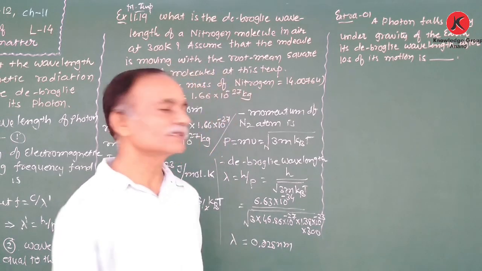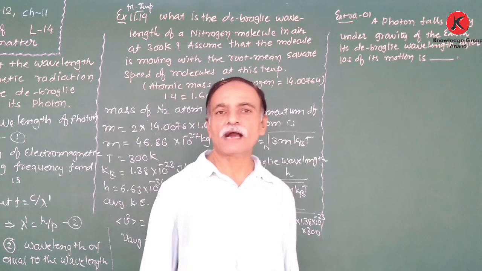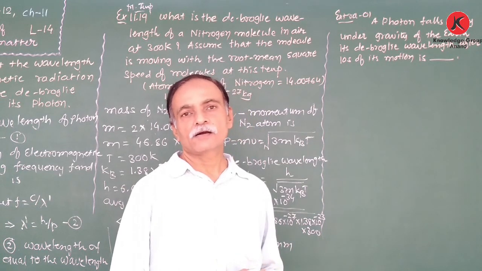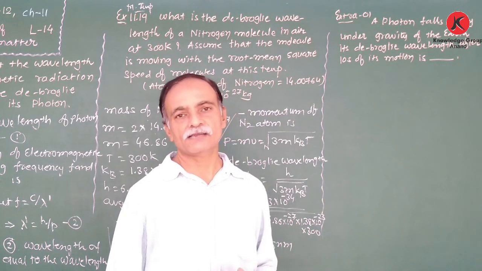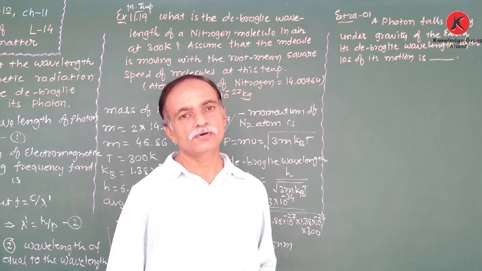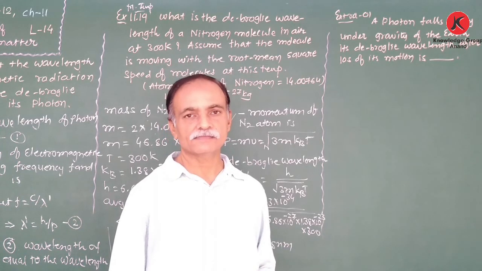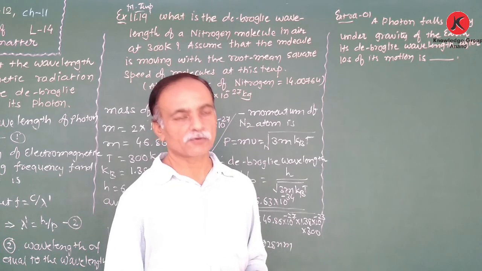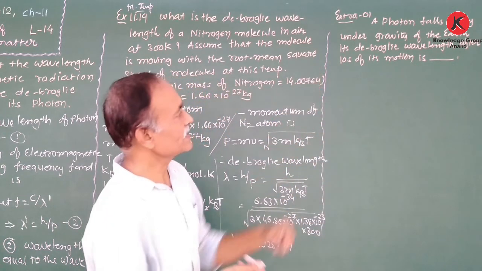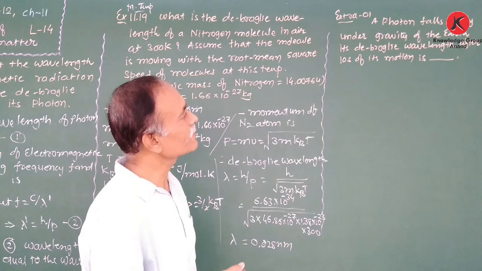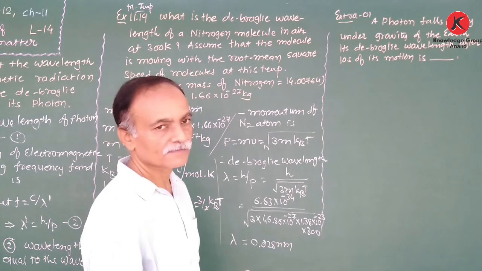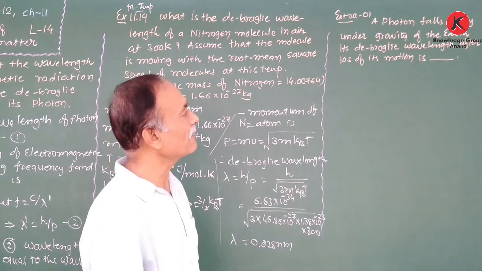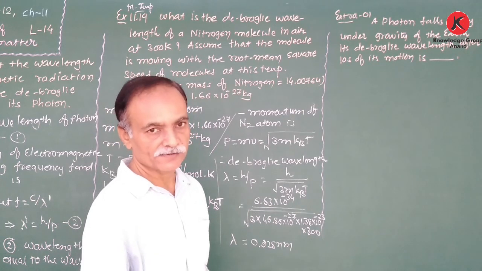Now, we take some extra numericals asked in past board exams, in the objective portion and also in the theoretical portion. First extra numerical: a proton falls freely under the gravity of the earth. What is its de Broglie wavelength after 10 seconds of its motion?